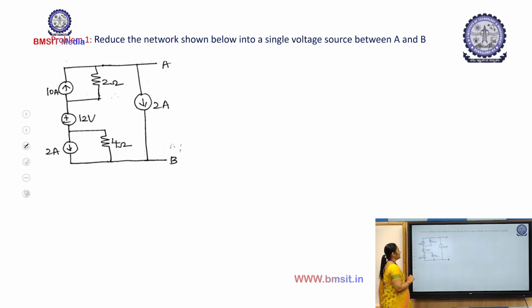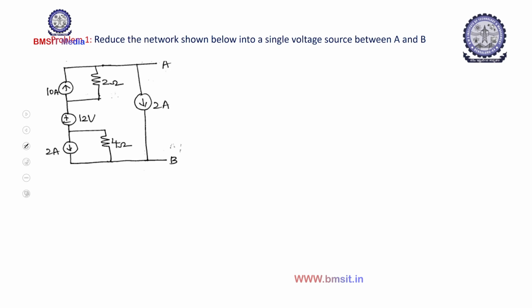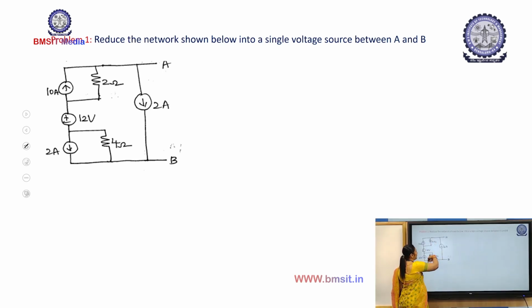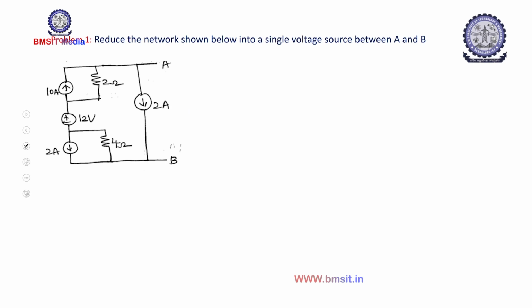So what is the question? Reduce the network shown below into a single voltage source between A and B. So we have to connect a single voltage source which will include all the characteristics of these elements between the terminals A and B. Okay, we'll start with the process.